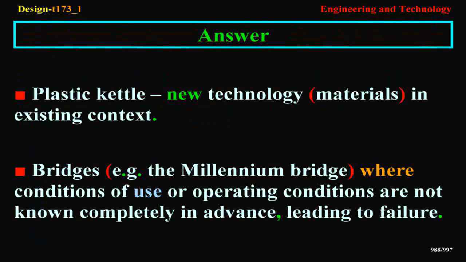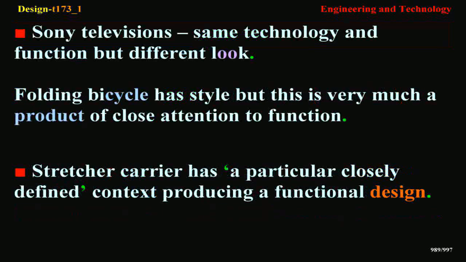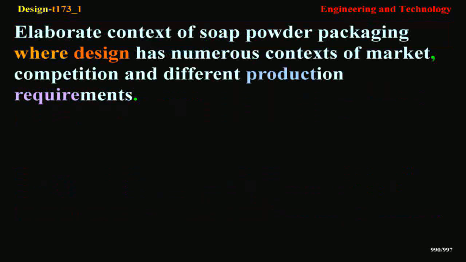Answer. Plastic kettle, new technology, materials in existing context. Bridges, e.g. the Millennium Bridge, where conditions of use or operating conditions are not known completely in advance, leading to failure. Sony television, same technology and function but different look. Folding bicycle has style, but this is very much a product of close attention to function. Stretcher carrier has a particular closely defined context, producing a functional design. Elaborate context of soap powder packaging, where design has numerous contexts of market, competition and different production requirements.